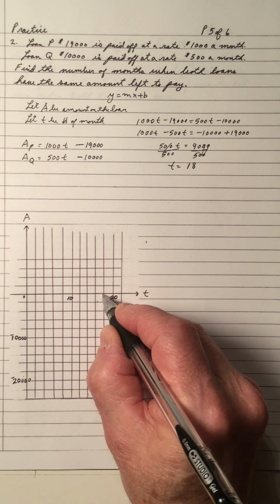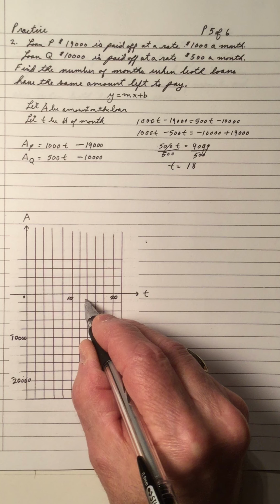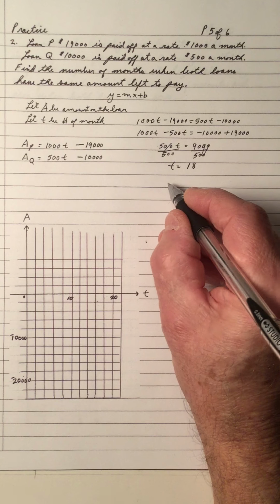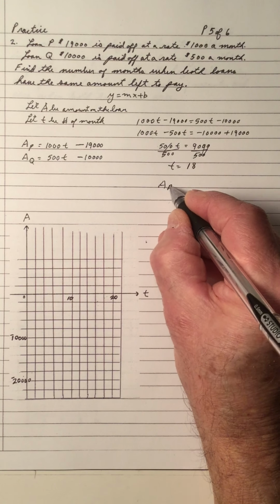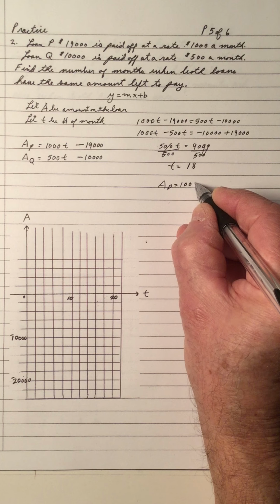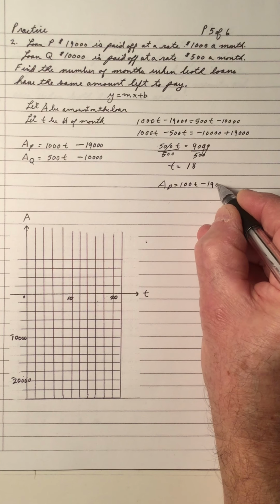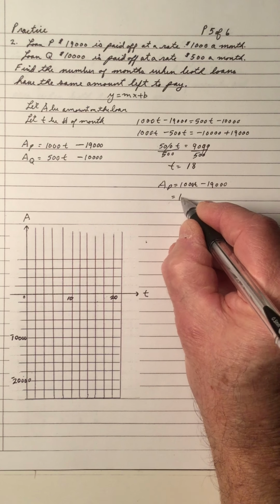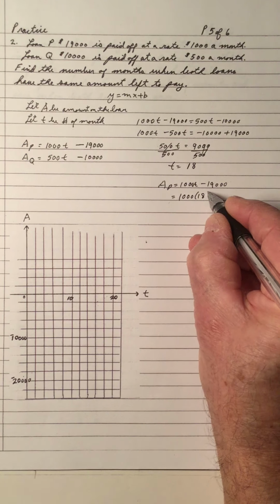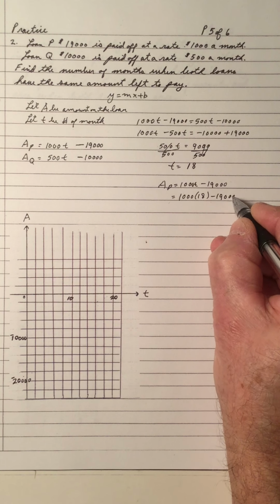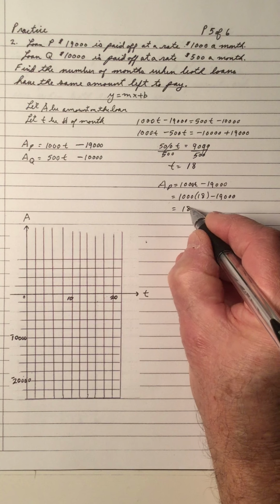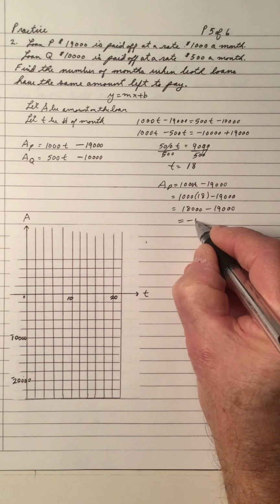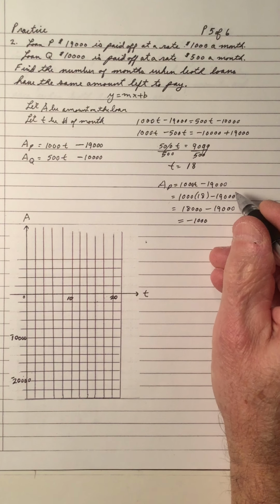So 18 months is, this is 12, 14, 16. So somewhere here. And how much do they have left to pay? Well, let's just check with one of them. We have 1,000 T minus 1,900. So that's 1,000 there. So if I put 18 months into this equation, 18 times 1,000 is 18,000, minus 19,000 is, have left to pay is 1,000.